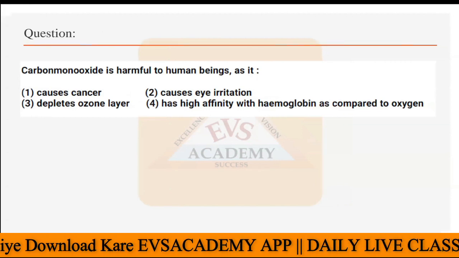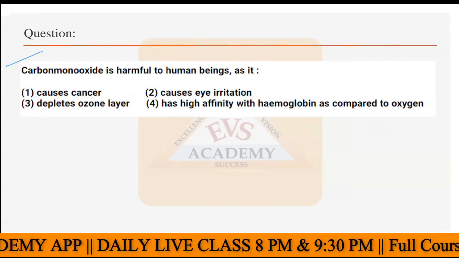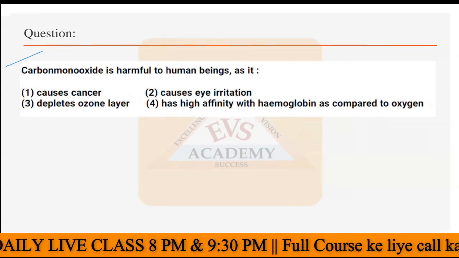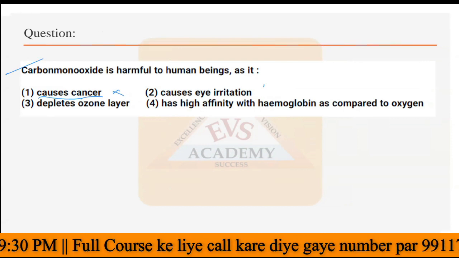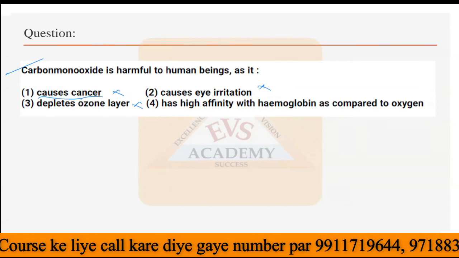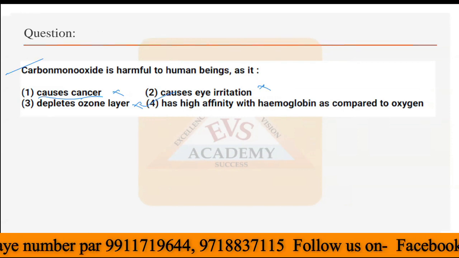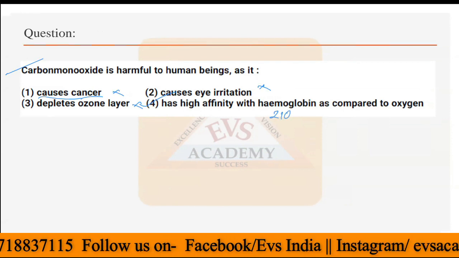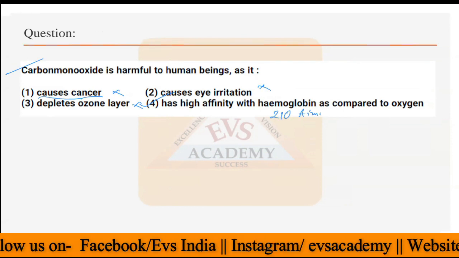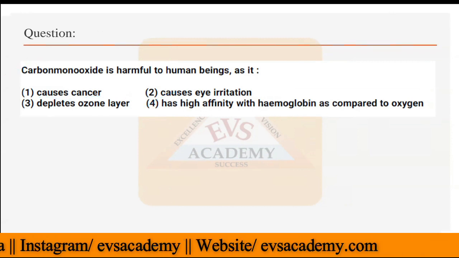So I hope it is clear to you. One question was asked in the UGC NET examination: carbon monoxide is harmful to human beings as it causes cancer? No. Causes eye irritation? No. Depletes ozone layer? No. It has very high affinity with hemoglobin as compared to the oxygen. That is the right answer. And how many times higher affinity? 210 times the affinity. So that is the question already asked in past years' papers.